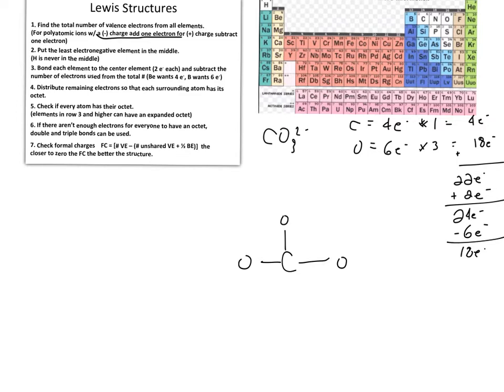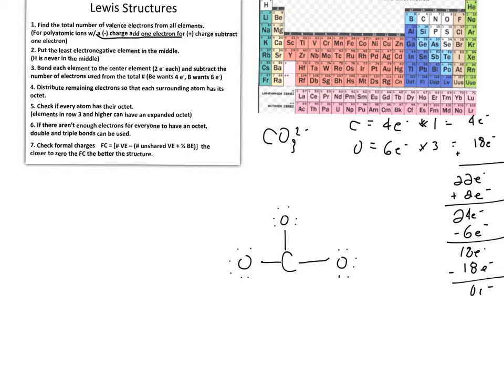Now, on step number 4, we are supposed to distribute our electrons to the exterior atoms first. Oxygen needs 8 electrons to be happy, to have its octet, so we're going to distribute 2, 4, 6 electrons to each one of the exterior atoms. The reason I'm only doing 6 is because each one is bonded to the carbon, and each one of those carbon-oxygen bonds represents 2 electrons. So now I've distributed 6, 12, 18 electrons to the exterior atoms. I now no longer have any electrons to distribute.